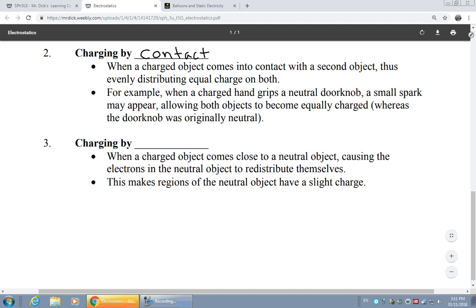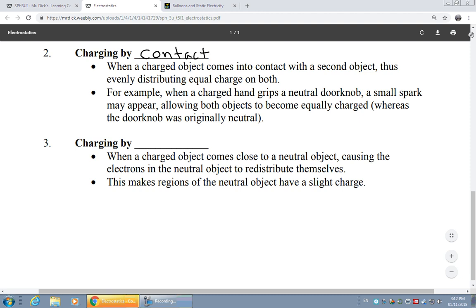But we have to remember that the doorknob was actually originally neutral. So the doorknob started as neutral, but suddenly has its own charge. So that's how we can charge up that doorknob using only contact. And in class, I'll go through a little simulation that'll demonstrate this in a bit more detail as well.